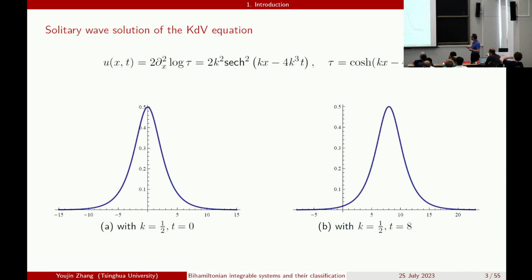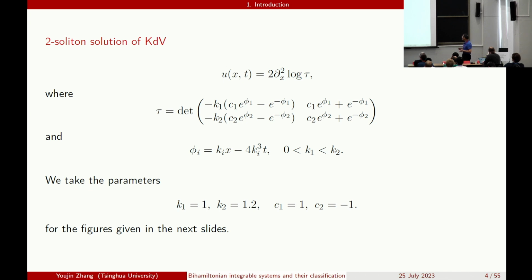And in the paper of KdV, they also gave the cnoidal waves, the periodic wave solutions of this equation. But only 70 years later, people found that apart from the solitary waves, there are so-called multi-soliton solutions of this equation. For example, if we take tau as the determinant of this matrix, then we obtain the so-called two-soliton solutions of the KdV equation.